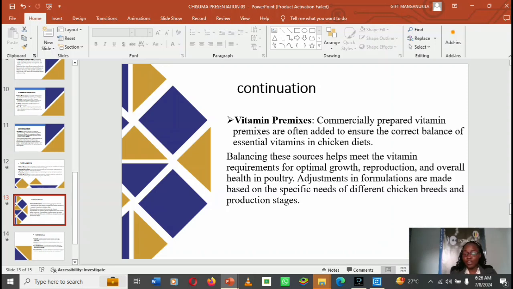Even soya, even sunflower cake, it has. But as I mentioned earlier, you need to balance. They need to be balanced. Now, what is it that is going to aid or help you balance this? These vitamin premixes are going to help you balance what's needed. So balancing these sources helps meet the vitamin requirements for optimal growth, reproduction, and overall health in poultry.